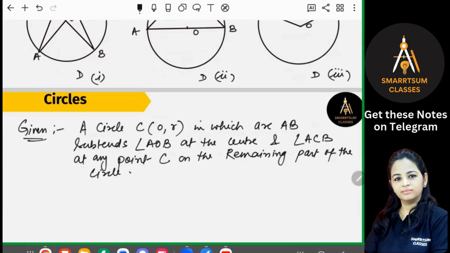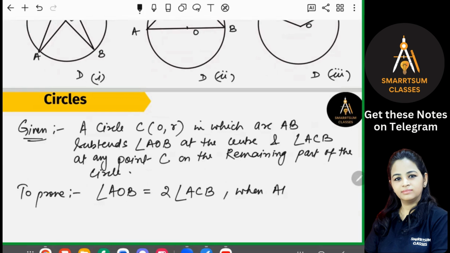Now what do we have to prove? To prove that angle AOB, meaning the angle subtended by the arc at the center O, is twice the angle ACB. Is that clear? When the arc AB is a minor arc or a semicircle, what are we going to prove?